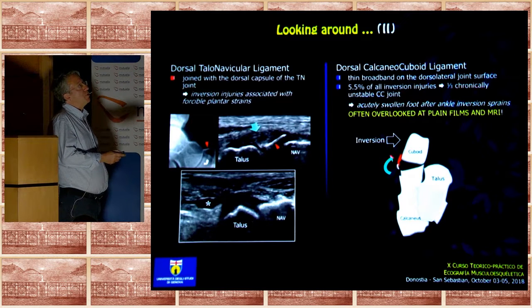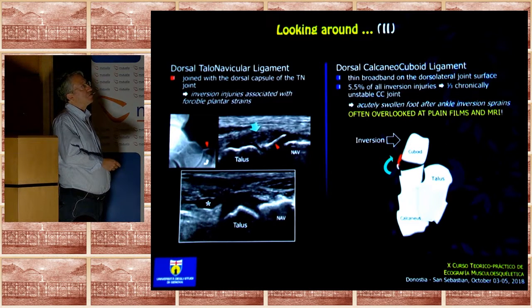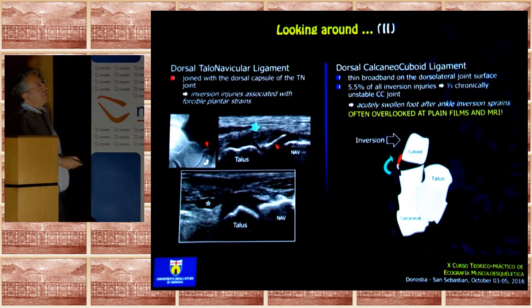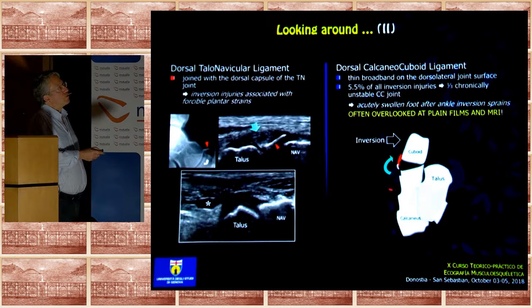If you use the usual projections, the usual views for the ankle is really difficult to see. And on MRI you can see something, but not much, and I'll explain why. The ligament is very wide. It covers this area, so the lateral aspect of the joint between the cuboid and the calcaneus.